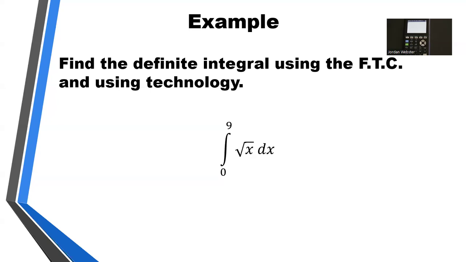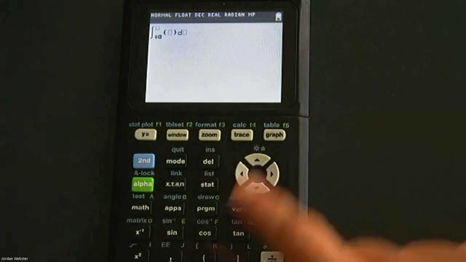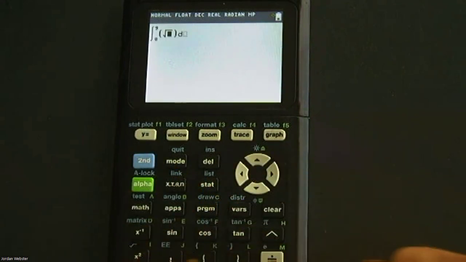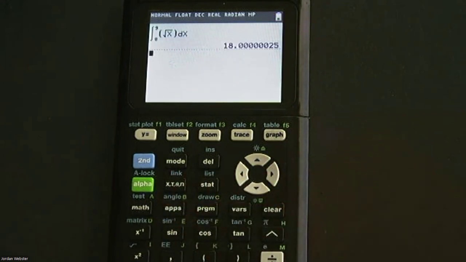Now, one thing I want to mention about utilizing the calculator can be seen using this example. If you integrate this example by hand, you get exactly 18. If you need to see that, obviously you can do that by hand, but you get exactly 18 when you integrate this by hand. However, when you integrate this with your calculator, we're integrating 0 to 9, the square root of x, dx. We get just slightly over 18.